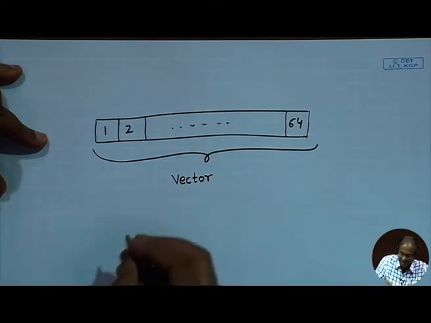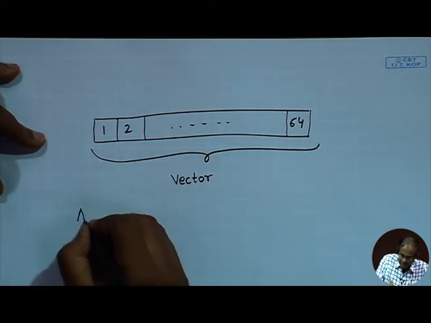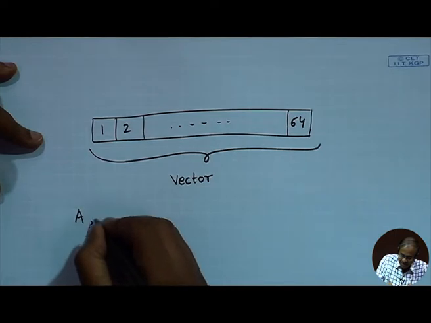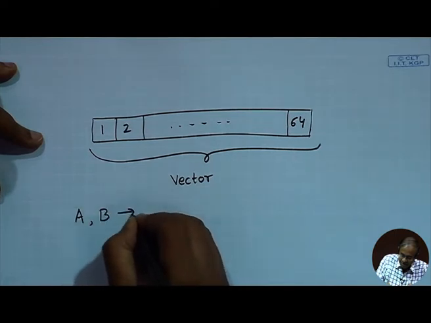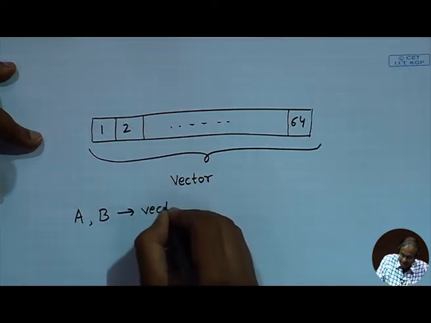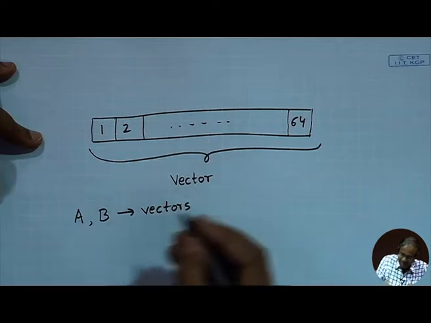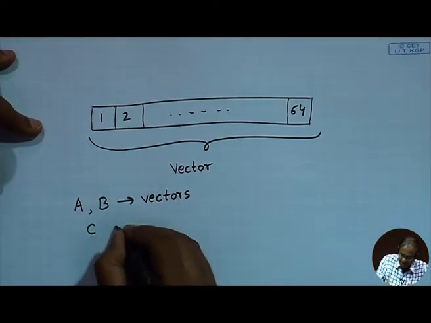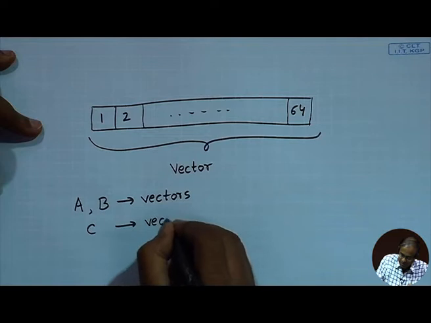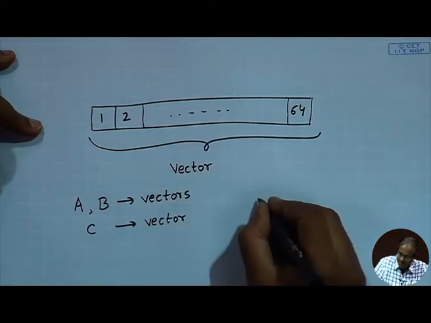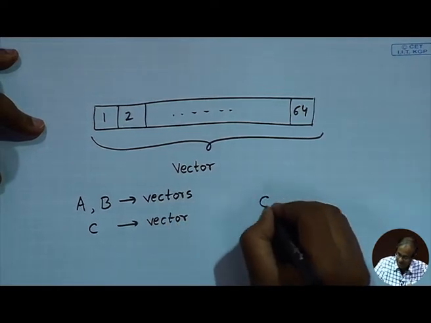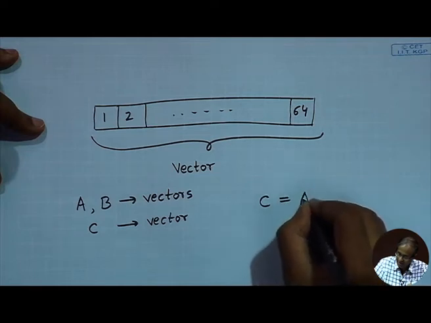Let us say A is a vector, B is also a vector, A, B are vectors. Let us say C is also a vector, where I want to store the result. So, I can simply write an instruction, well, logically I am writing like C = A + B.